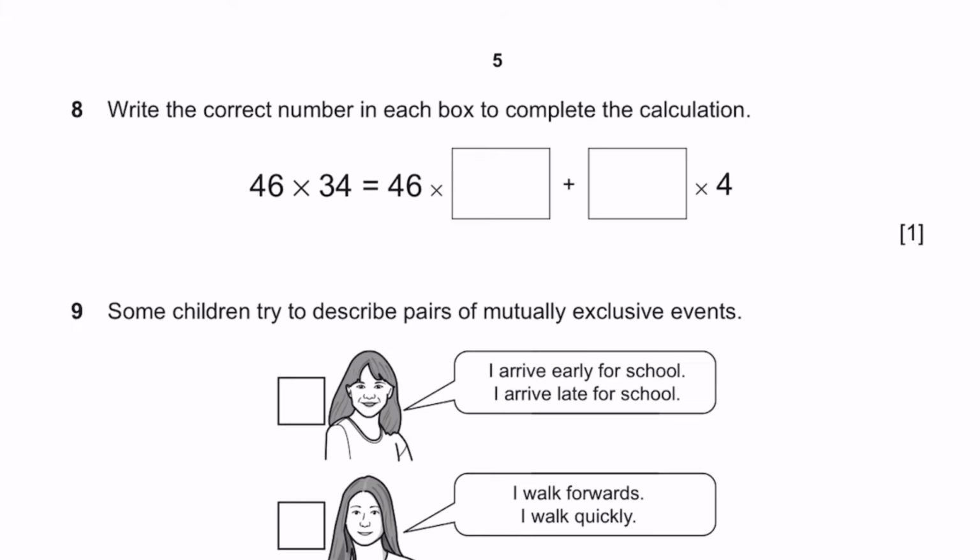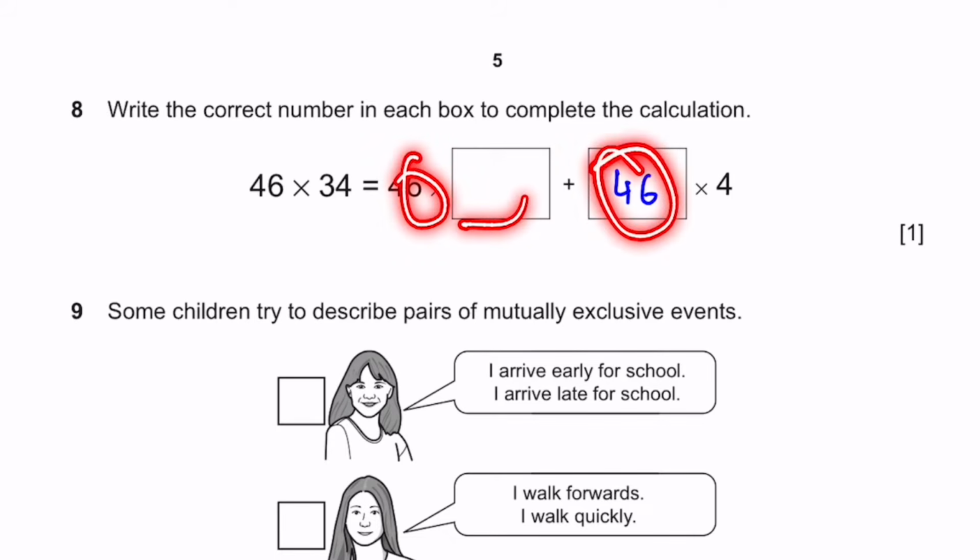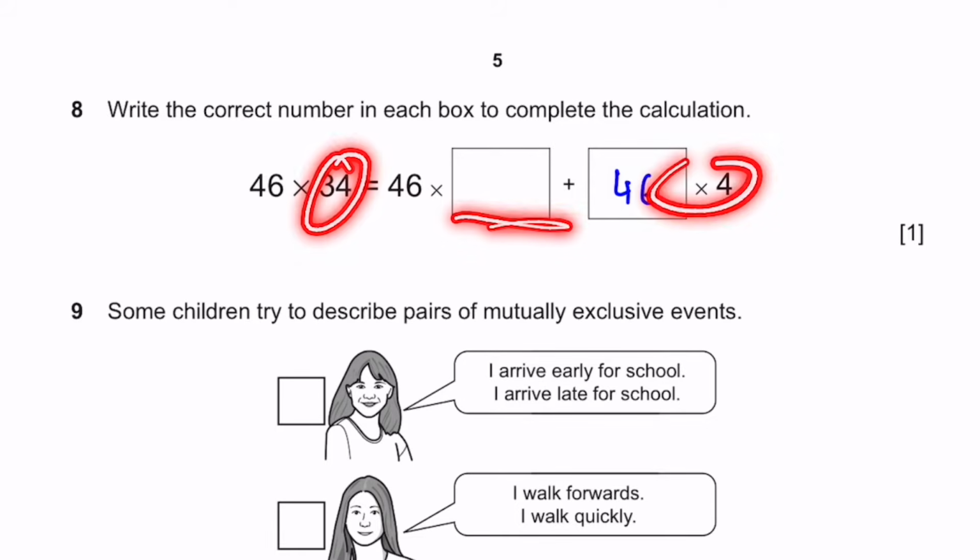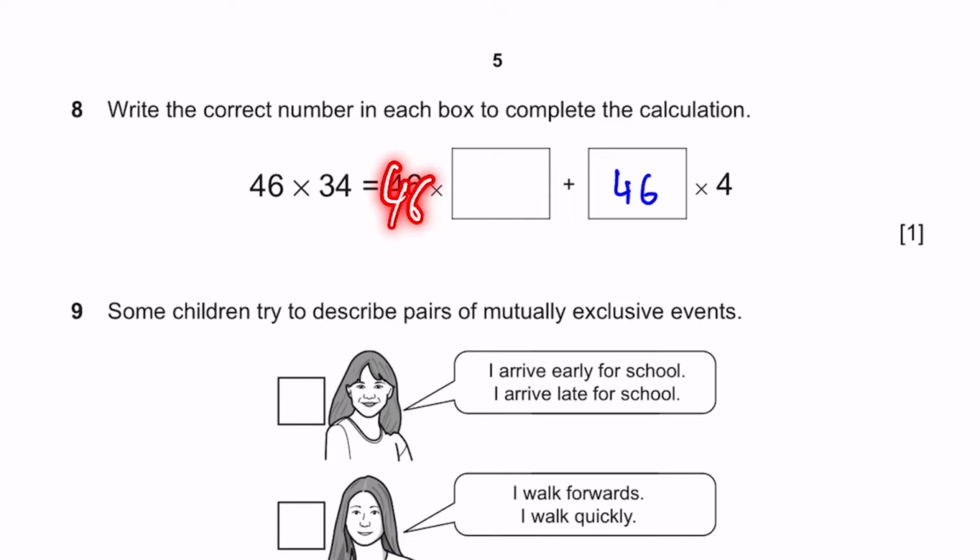Question 8. Write the correct number in each box to complete the calculation. 46 times 34 equals 46 times dash plus dash times 4. Well, we can see that this 34 seems to be split into two different values, this dash and then the 4 over here. Now we can write 46 here because you have to have 46 times something and another 46 times something, yeah?